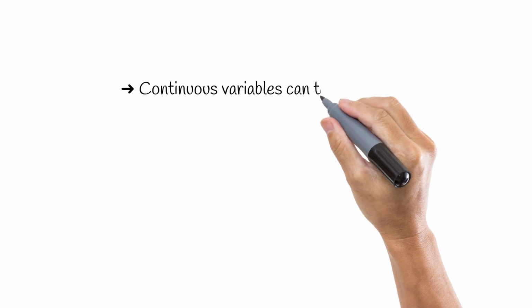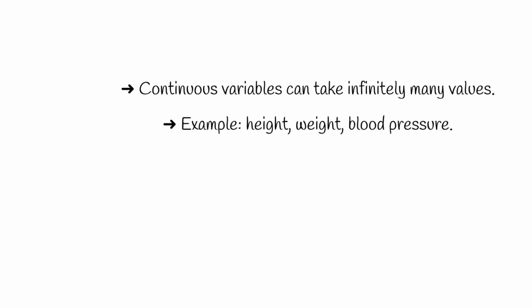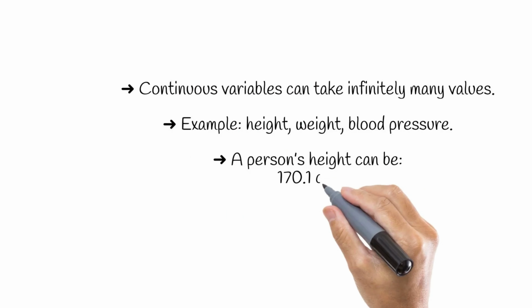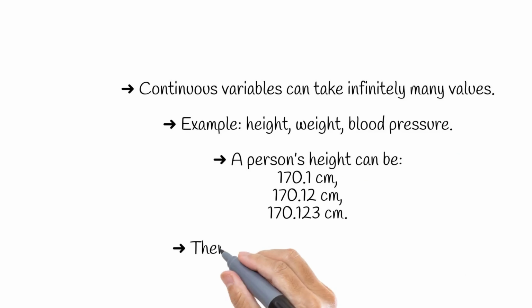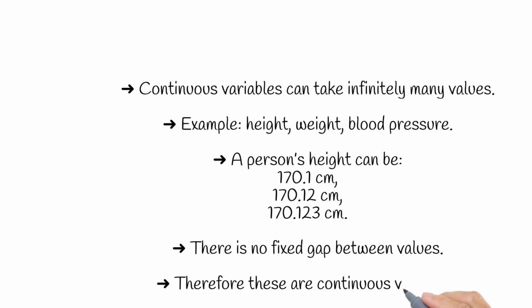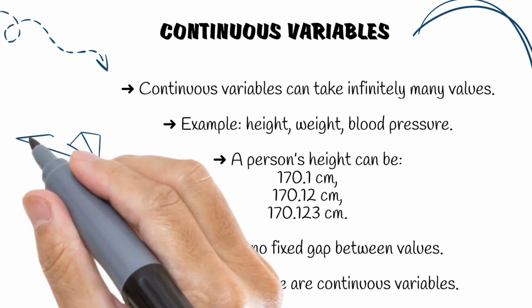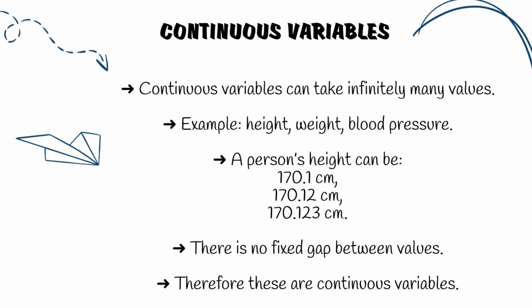Continuous variables. Continuous variables can take infinitely many values. Example, height, weight, blood pressure. A person's height can be 170.1 centimeters, 170.12 centimeters, 170.123 centimeters. There is no fixed gap between values. Therefore, these are continuous variables.